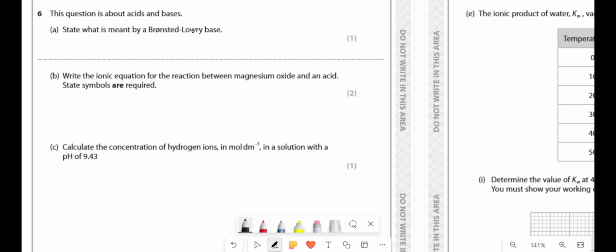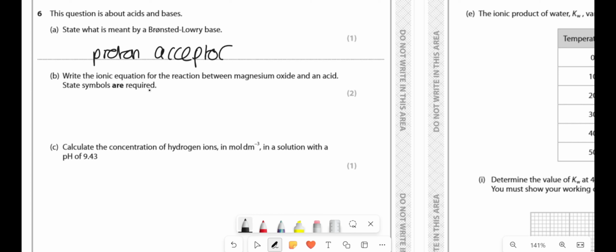So this question is about acids and bases. State what is meant by a Bronsted-Lowry base. It is a proton acceptor. And lots of people love to say proton acceptor, but don't actually know what it means. It means it will react with an H+ and it will gain an H+. So don't just blindly memorize it, because it will come up and then you'll be like, oh, I don't know what to do.